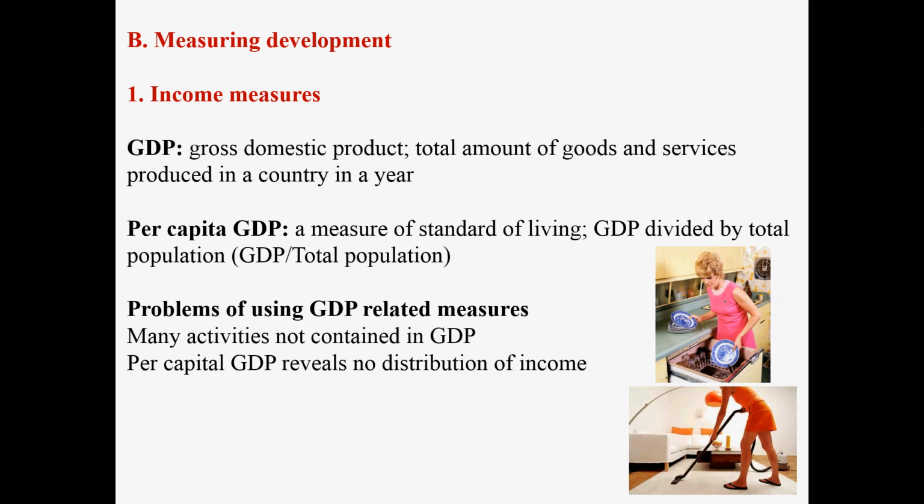Then we also have so-called per capita GDP. It's a measure of standard of living, and that is calculated by using the GDP of a country divided by the total population of the country. So on average, what is the per capita GDP? What is each person on average, how much GDP do they make? That is the concept of per capita GDP. And obviously, since it is a measure of standard of living, the higher the per capita GDP, the higher the standard of living people in the country can enjoy.